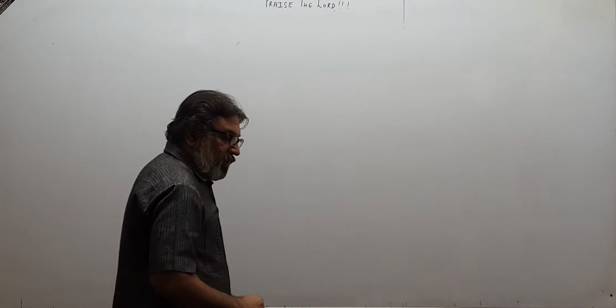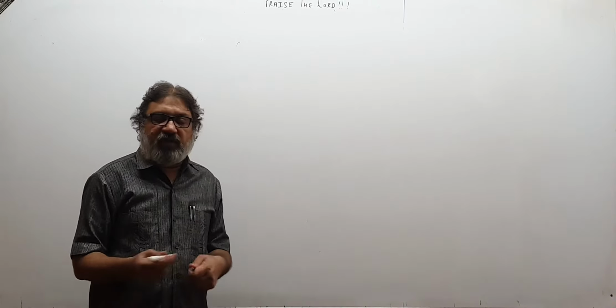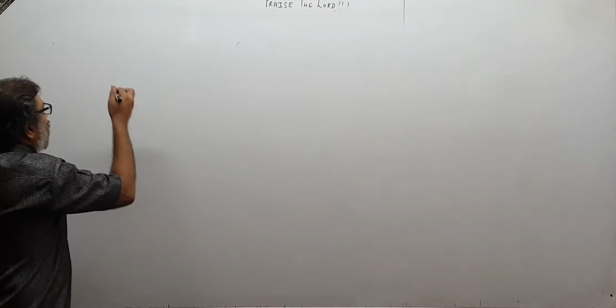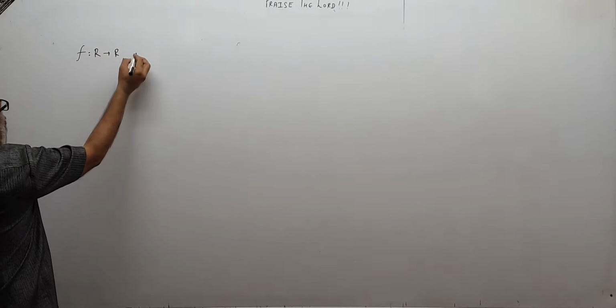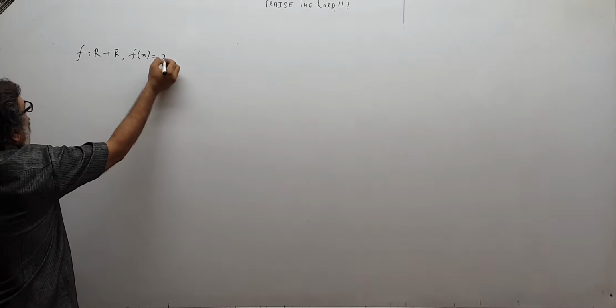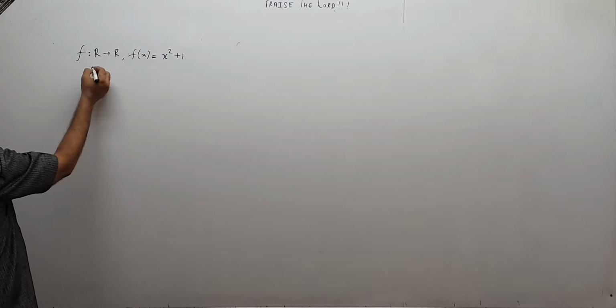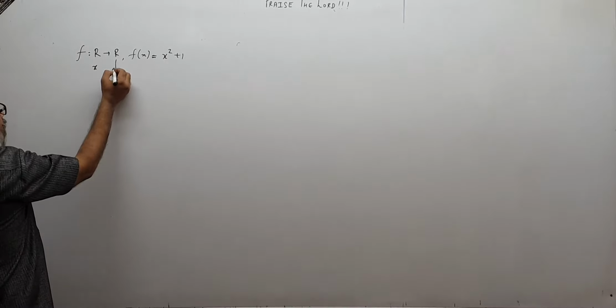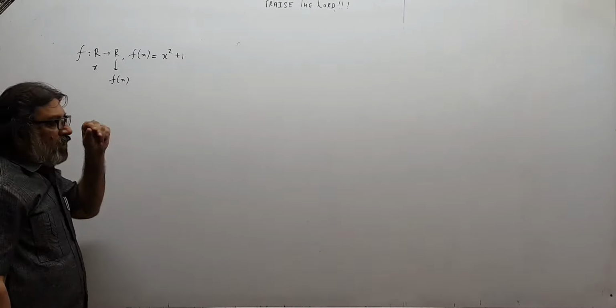Now see children, once you have understood what is the meaning of function, you should have a very good grip on the graphs of functions. So I will just demonstrate before you how to draw graphs of different types of functions. Supposing I have got an equation like f is a function from R to R and f(x) is equal to x square plus 1. So from here we will get x and from here we will get f(x), the values of f. So how to draw the graph of this function?